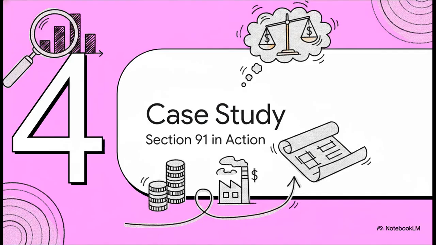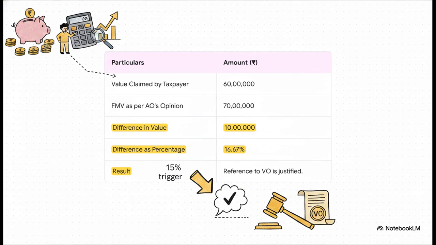All right, theory's great, but let's make this really practical. A case study is the best way to see how these rules actually apply in the real world. So let's take an example. A taxpayer sells some unlisted shares and declares their value at 60 lakh rupees. The assessing officer does their own digging and believes the fair value is more like 70 lakh.